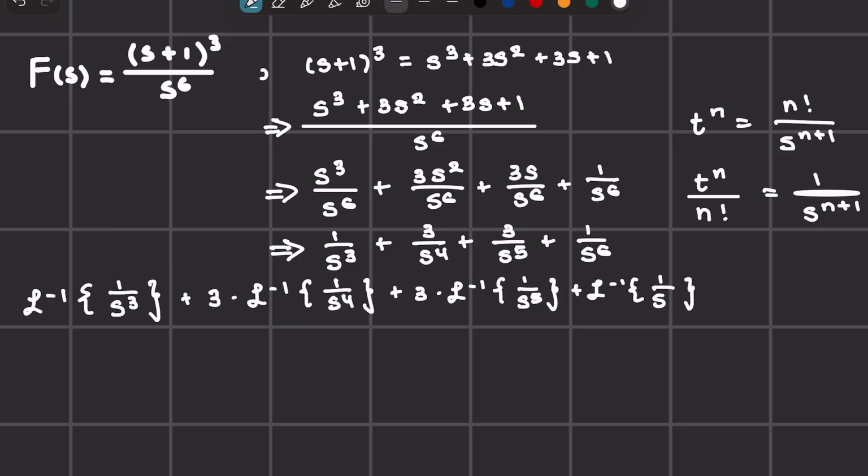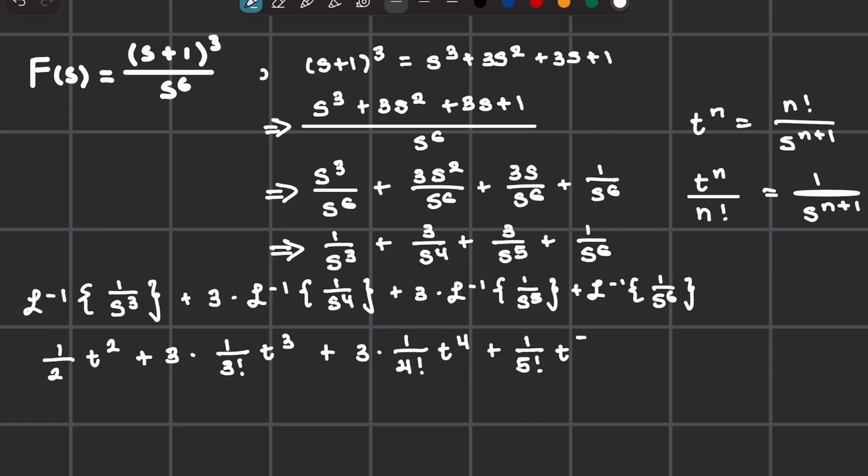Okay, we are set and ready to take the inverse Laplace for each of these fractions. So for the first one here, we do know that 1 over s cubed is the same as saying 1 over s to the second power plus 1. So we know that we're going to use 1 over 2 factorial times t squared. 2 factorial is just 2, so we can put that as 1 over 2. Now, plus 3 times 1 over 3 factorial times t to the third power, or cube, plus 3 times 1 over 4 factorial times t to the fourth. And lastly, we have 1 over 5 factorial times t to the fifth power.